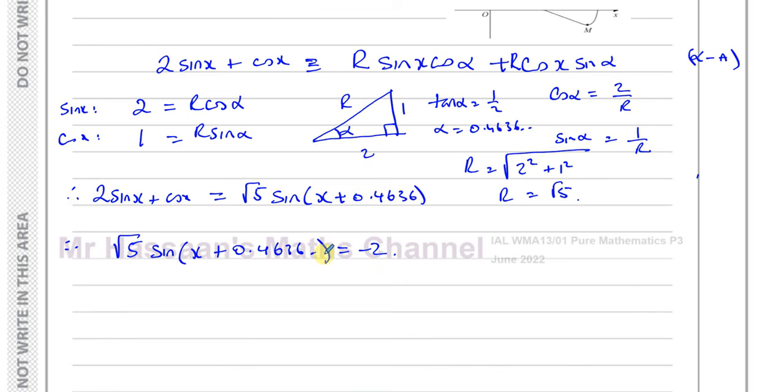The solution to this is the same as the solution to this. And I can solve this very easily now, because I can just divide both sides by root 5. So the sine of x plus 0.4636 is equal to -2 over root 5. So I can say now x plus 0.4636 is equal to, now I have to be careful about my angles.